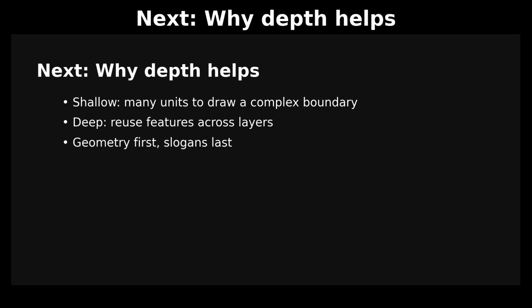Next episode is about depth. One hidden layer already makes curved boundaries, so why stack many layers? The answer is not that deeper is more powerful in some vague sense. It is about reusing intermediate features, building complicated geometry from simpler geometry, and doing it with far fewer parameters than a shallow model would need.